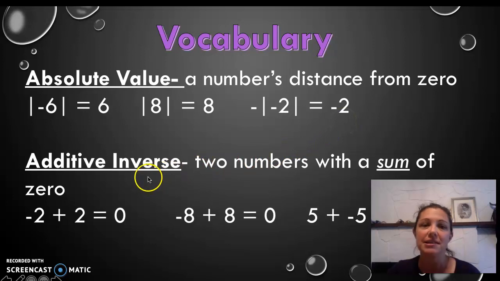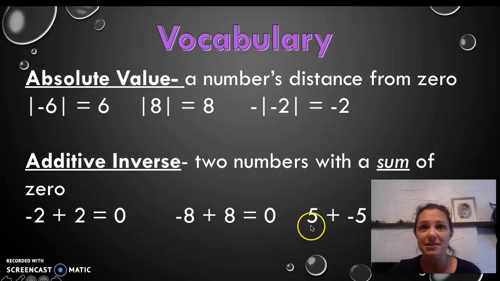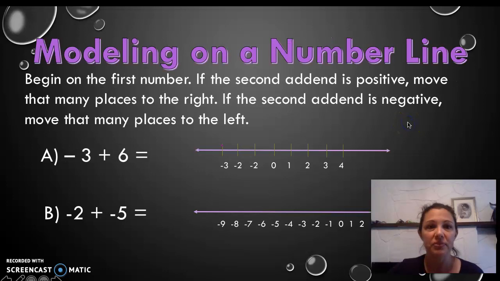New for this unit is additive inverse, and that is when two numbers have a sum of 0. So when you add them, you get 0, and we get that when we add opposites. So -2 plus 2 would give us 0, -8 plus 8 would give us 0, and then 5 plus -5 would give us 0. Make sure you've written these down. Pause it if you need to.